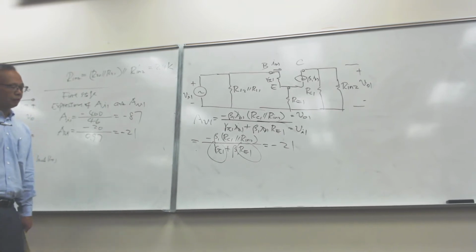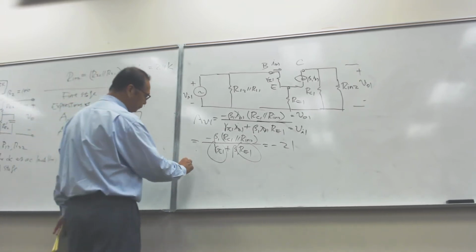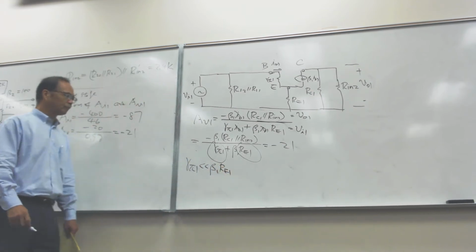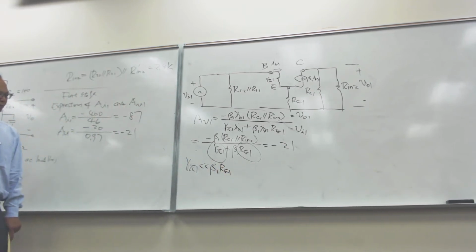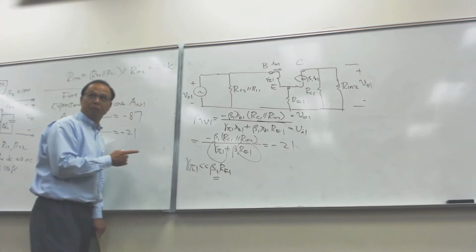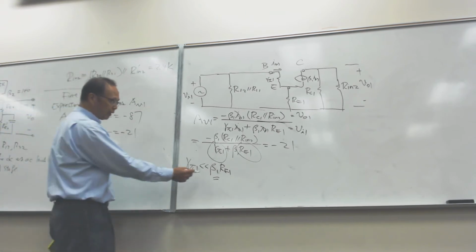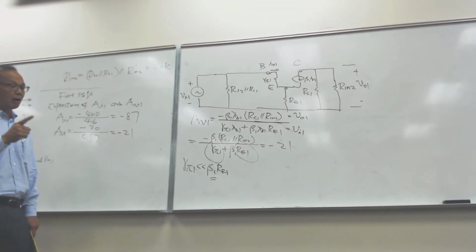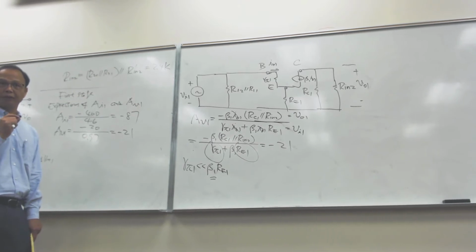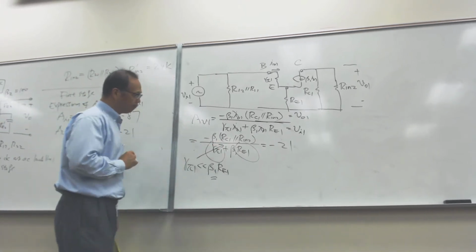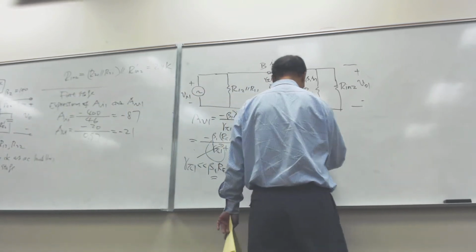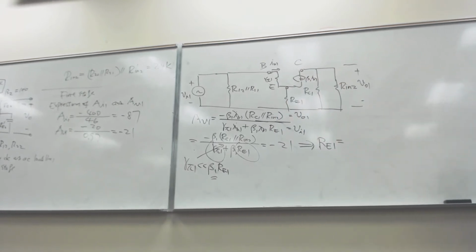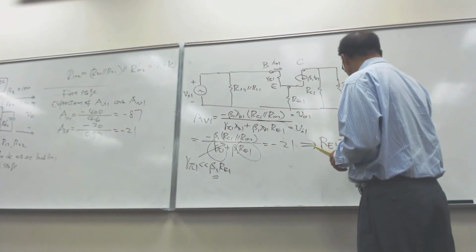But typically, we can use the following assumption. We can assume that R pi 1 is much less than beta 1 RE1. Why can I do that? Because beta is a large number, right? So if you multiply these two, that will be typically larger than R pi 1. So I can make the assumption, and then I can come back to verify the assumption later. Yes? Okay, so I'm going to do that. Therefore, I have only one unknown, which is RE1, right? And that is about 65 volts.